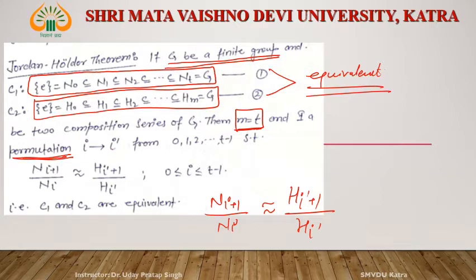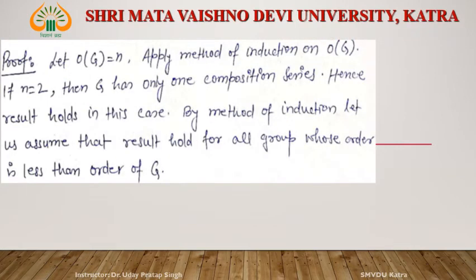Now see the proof of the Jordan-Hölder theorem. How will we prove it? We apply the method of induction on the order of the group. What is the order of G? The order of G is finite, as given in the statement of the Jordan-Hölder theorem. We apply the method of induction on this order of G.